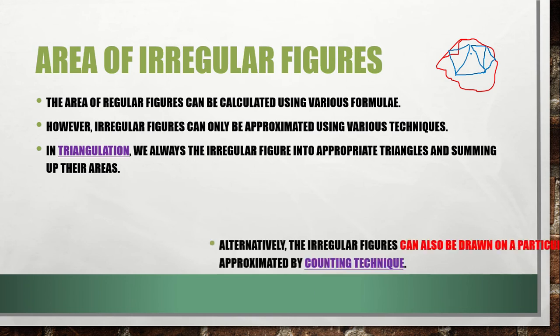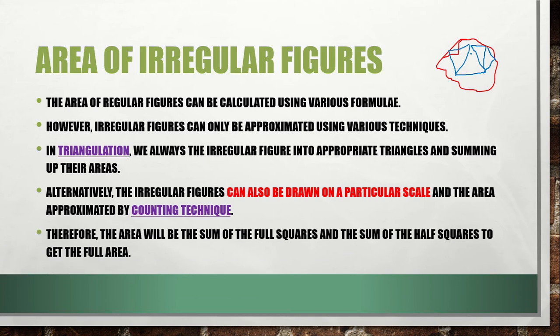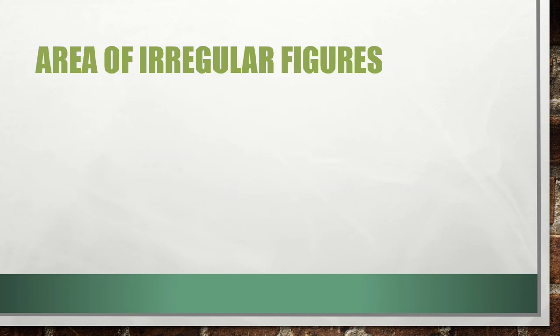That's triangulation. Alternately, the irregular figures can also be drawn on a particular scale and the area approximated by counting technique. So for example, you may come up with a graph, draw your irregular figure there, and then because you are using squares, get the area of each square, get the total number of squares that you have that are complete, and then those that are incomplete. The ones that are incomplete, you approximate them to half, and then you can have the total area. Let's just look at what counting technique entails. So therefore, the area will be the sum of the full squares and the sum of the half squares to get the full area.